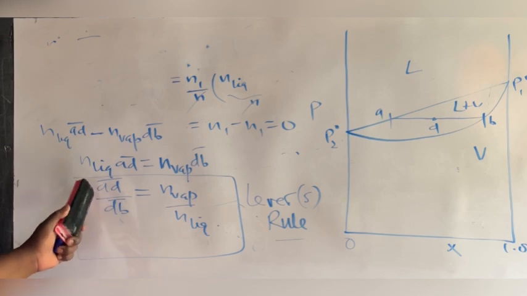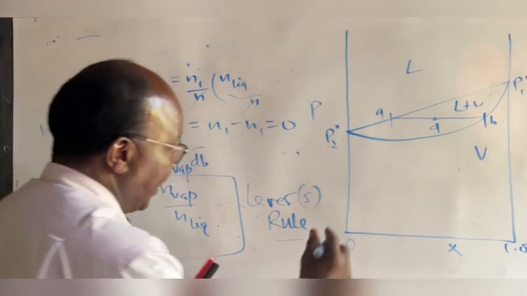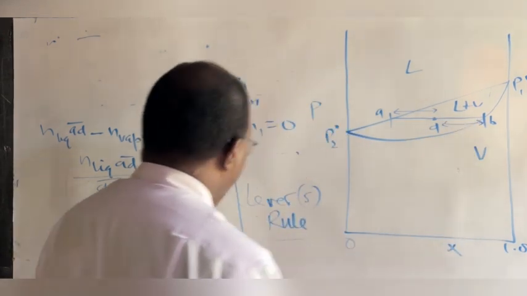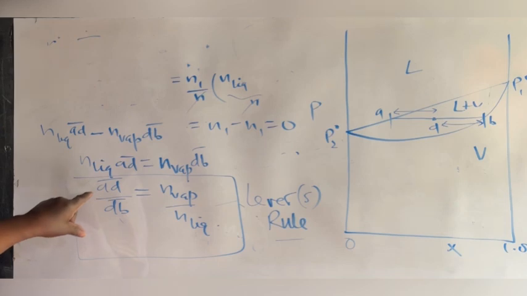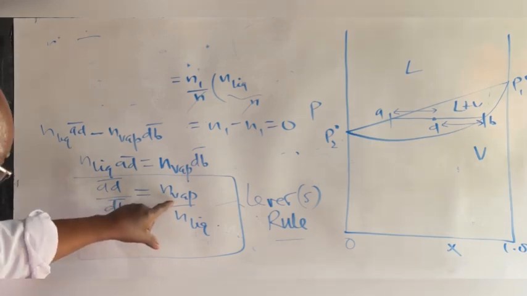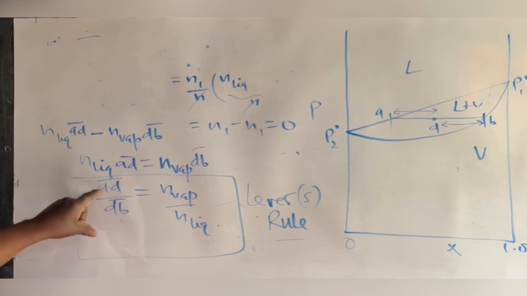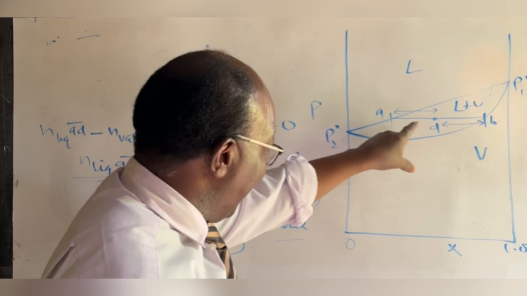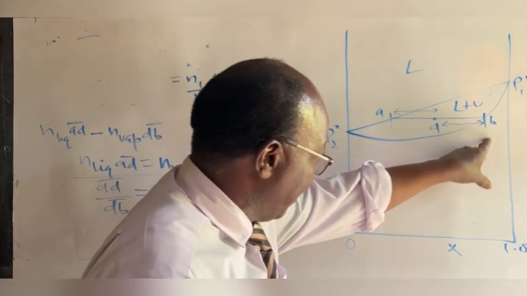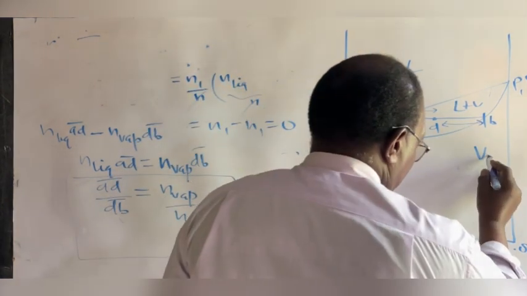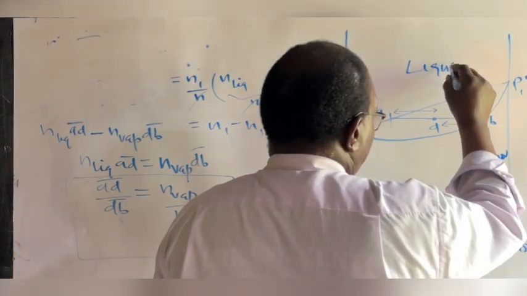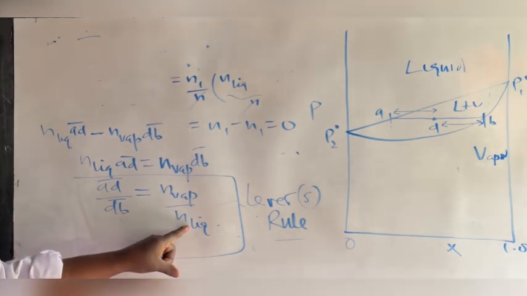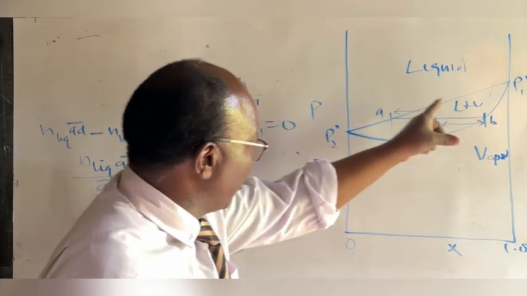Now, we have segment AD over DB. That is the segment AD, and that is the segment DB. Now, pay attention. The length of segment AD corresponds to the number of moles of vapor. This is the vapor region. This is the liquid region. And segment DB corresponds to the number of moles of liquid.